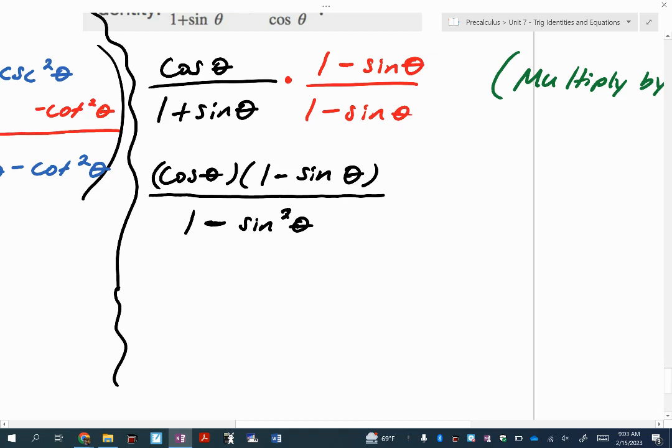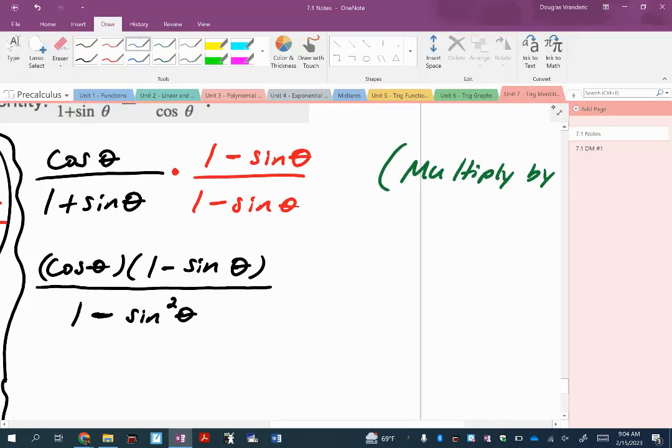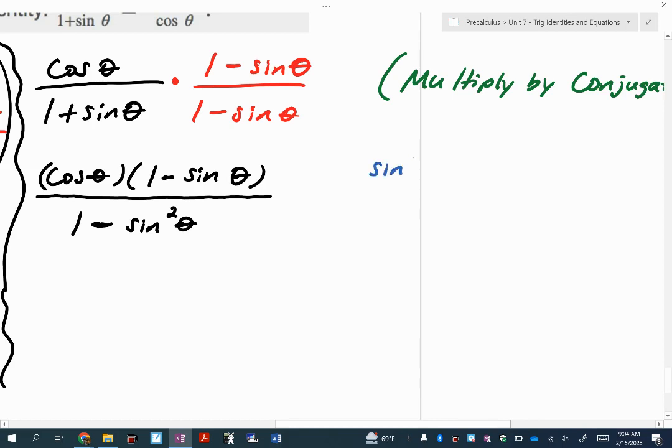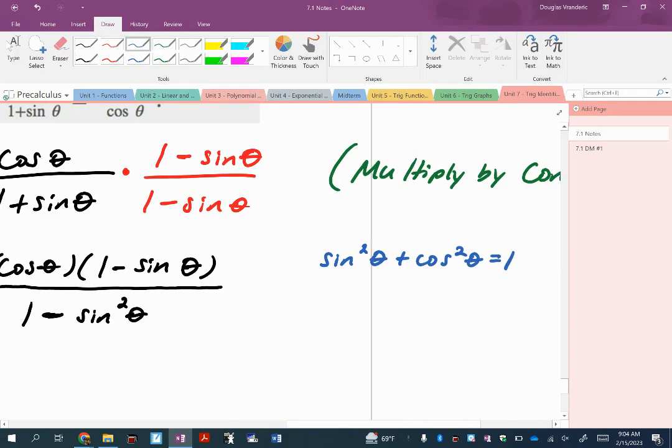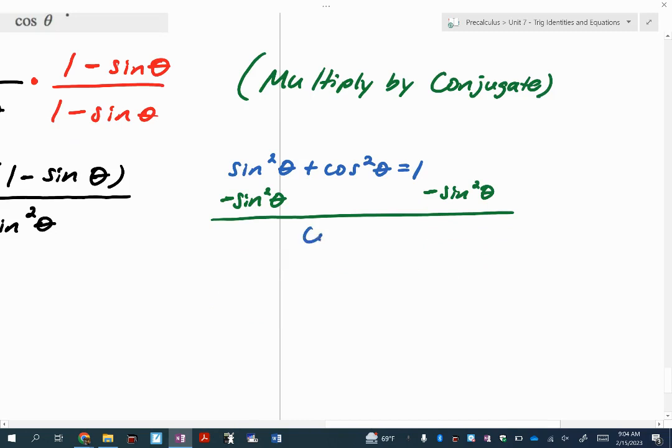And again, when I see the number 1, and when I see one of our trig functions squared, I'm thinking maybe this is a Pythagorean identity that I can manipulate. So I'm going to do sine squared theta plus cosine squared theta equals 1. Let's manipulate this by subtracting the sine squared theta to the other side. That leaves me with cosine squared theta equals 1 minus sine squared theta.